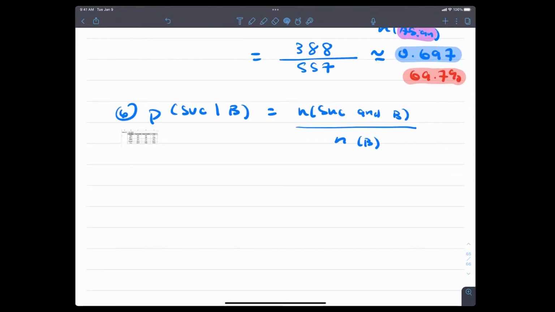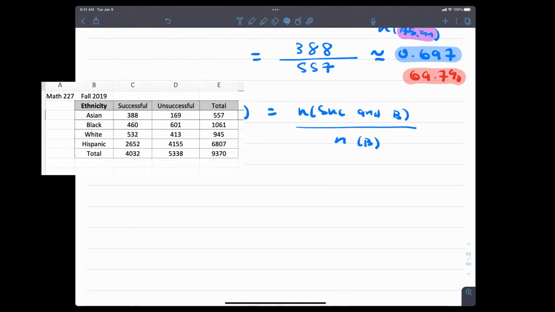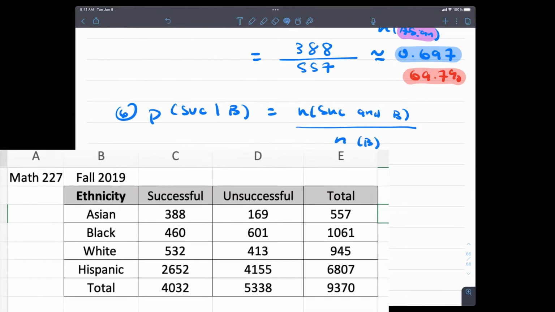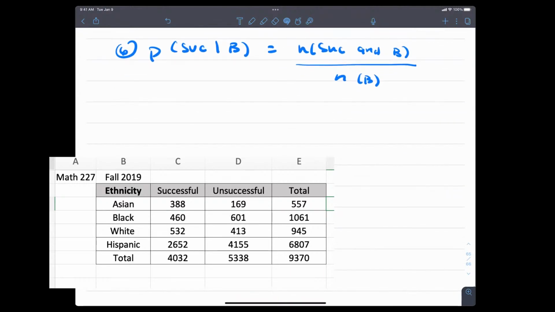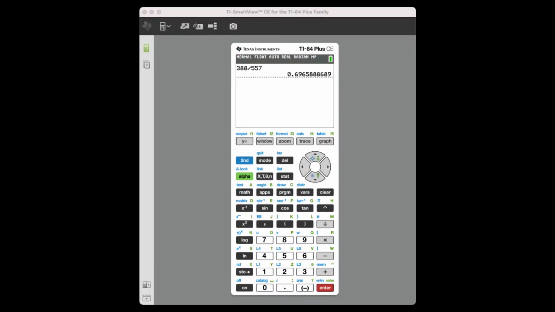So how many black students, ladies and gentlemen, are in this table? Can you guys see that there? How many black students are here? Do you guys see 1,061? Good. Of the 1,061 black students, how many were successful? 460. Let's approximate this to the nearest thousandths again. So that's going to be 460 divided by 1,061. What do you think you get here?